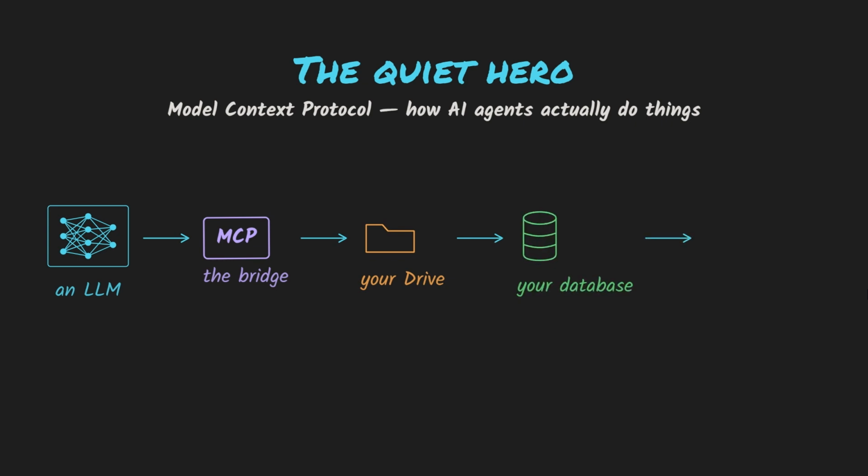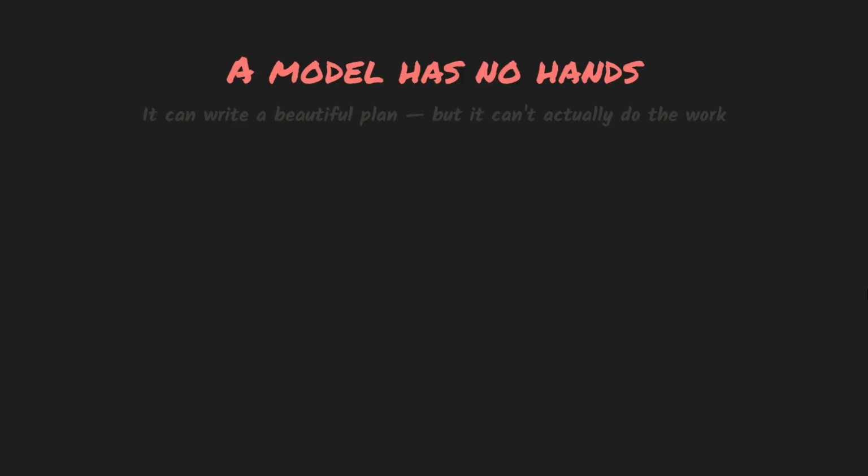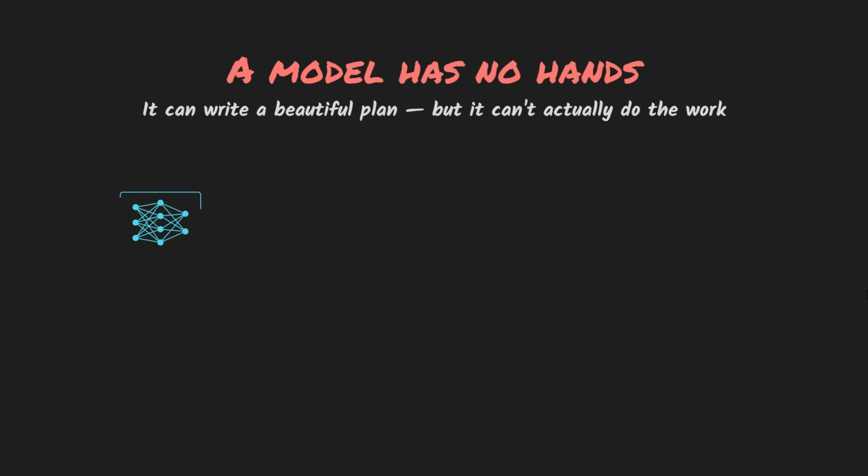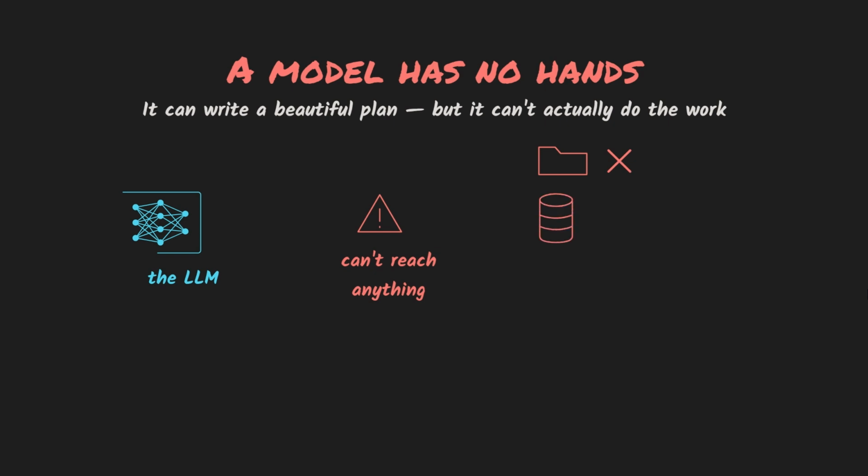An AI model by itself is pretty limited. Take any large language model, Claude, GPT, Gemini, it doesn't matter which one. On its own, it can only generate text, images, or audio. That's it. It can write you a beautiful plan for booking a flight, but it cannot actually go and book that flight. It has no hands. It can't click buttons. It can't send requests to a website. It can't touch a database. It just predicts words.